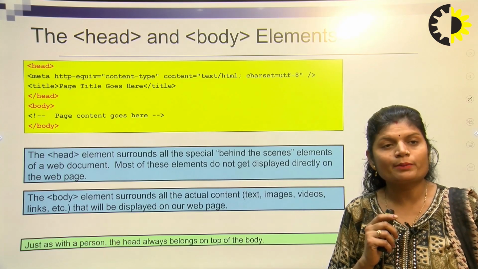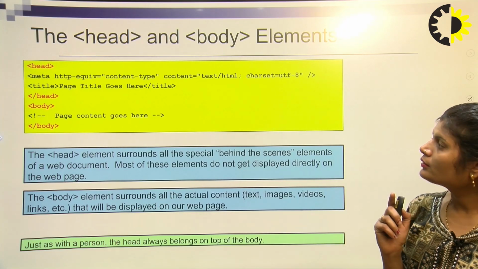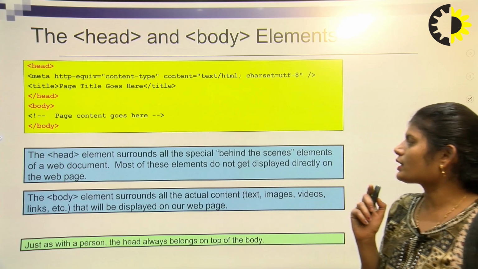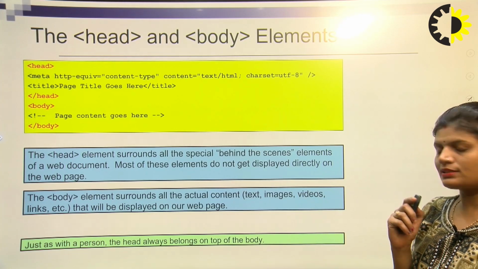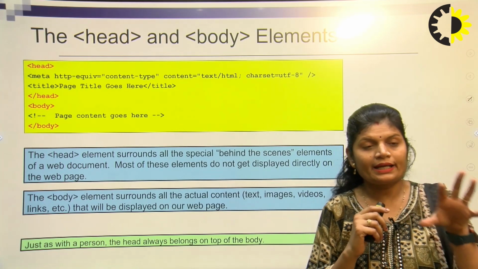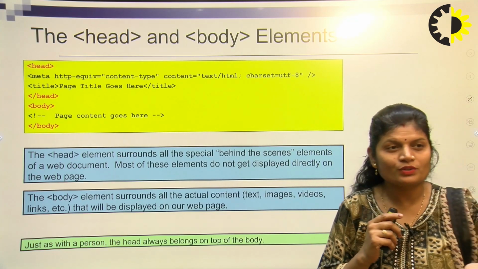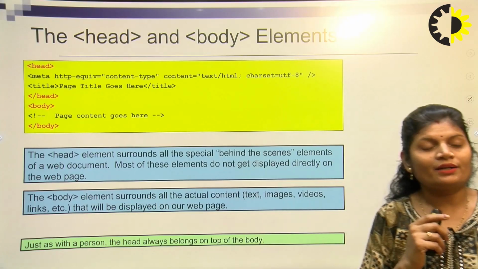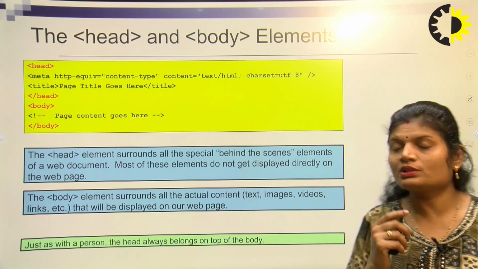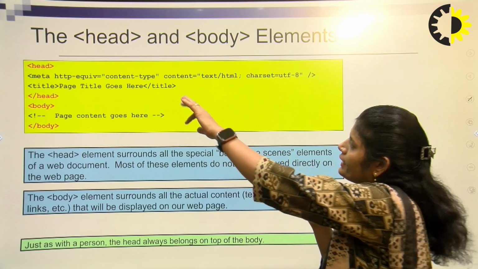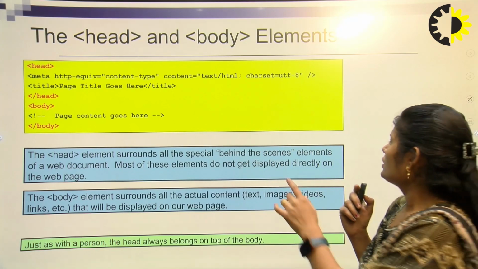The head and the body element. The head element surrounds all the special stuff behind the scenes. So in the head element, you write the things which are behind the scenes, like the author of the website and which types of metadata are used. Okay, so in the head tag, the meta tag is defined.